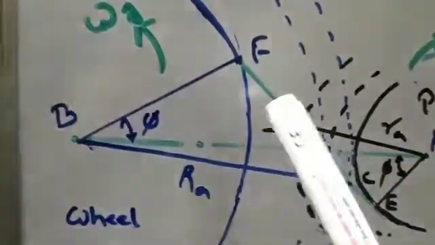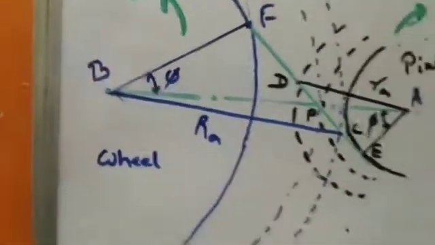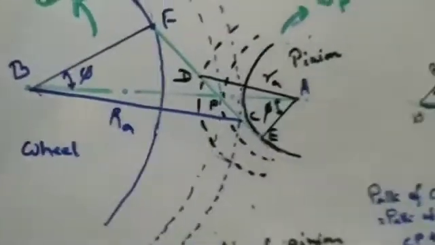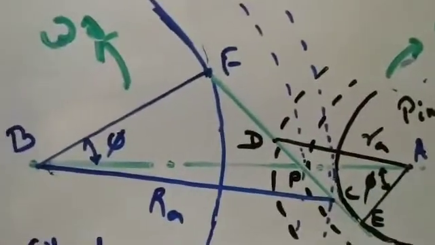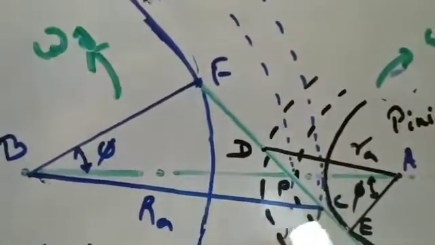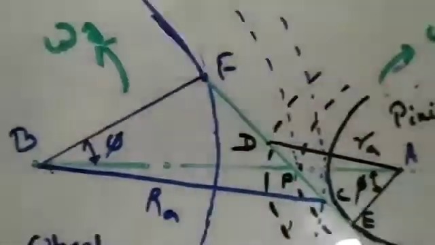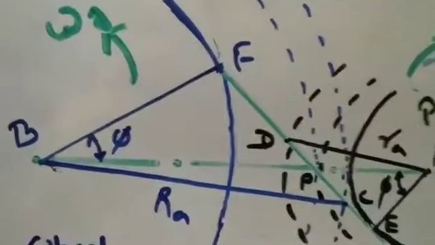So DC is called the path of contact, where PC is called the path of approach and DP is called the path of recess. So the path of contact over here can be broken into two parts: PC is called the path of approach and PD is called the path of recess.